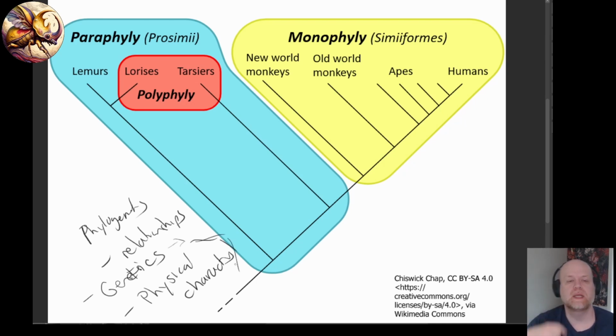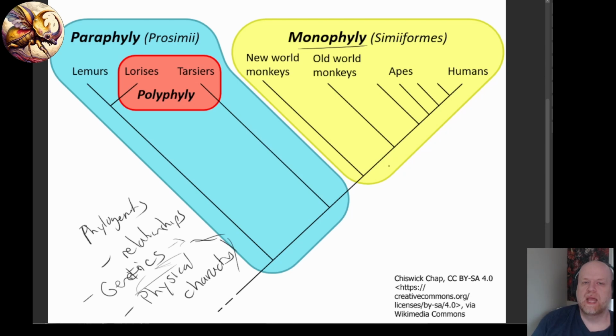But what ended up happening is the more we looked at genetics, the more we realized that some of the physical characteristics couldn't be trusted. So now phylogeneticists look at both genetics and physical characteristics and will generate groups based off of both of them. And sometimes those trees conflict, and so then you have to figure out what's going on. So because of this, we have a couple different concepts.